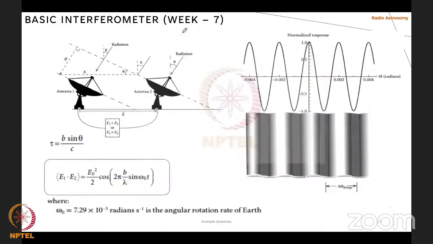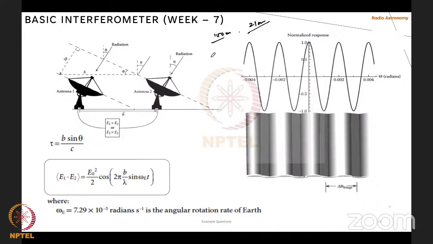Okay. Now moving towards week 7 itself, we have the basic interferometer where there are two antennas. To realize this, we will think about, say we have a single dish of 100 meter, and for simplicity's sake, I will take 20. We are observing the 21 centimeter line. Okay. Now with this, what will be the angular resolution we are looking at?